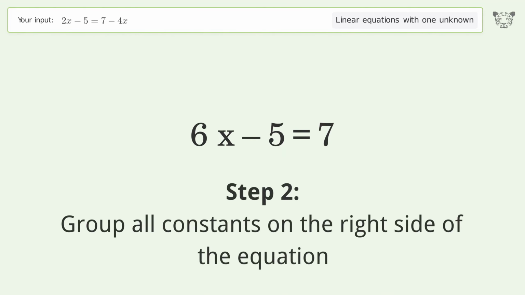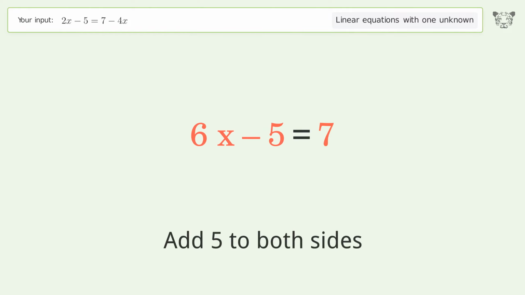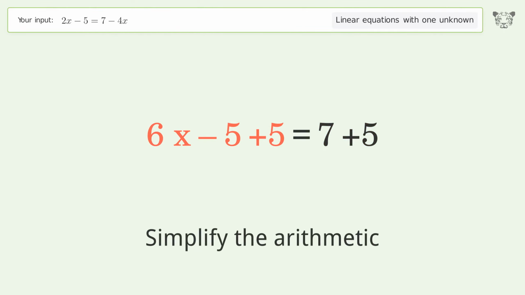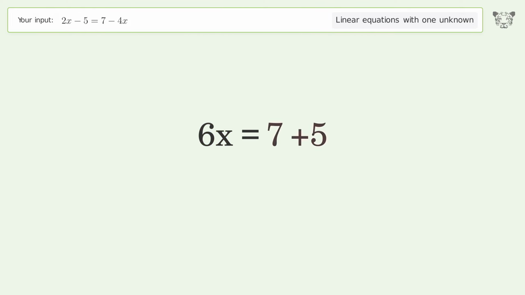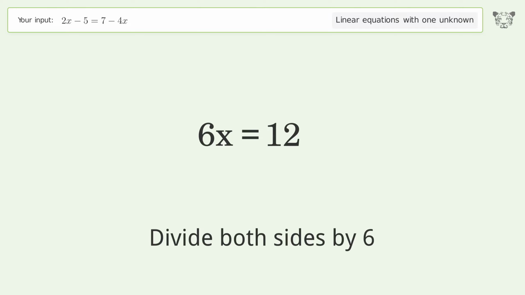Group all constants on the right side of the equation. Add 5 to both sides. Simplify the arithmetic. Isolate the x. Divide both sides by 6.